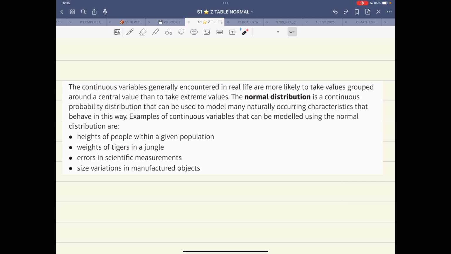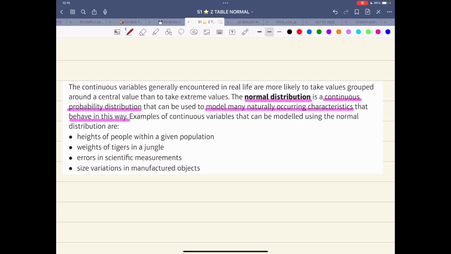When we talk about many naturally occurring circumstances or characteristics, that is a better word, it follows a normal distribution. So let's read the statement. The normal distribution is a continuous probability distribution that can be used to model many naturally occurring characteristics that behave in this way.